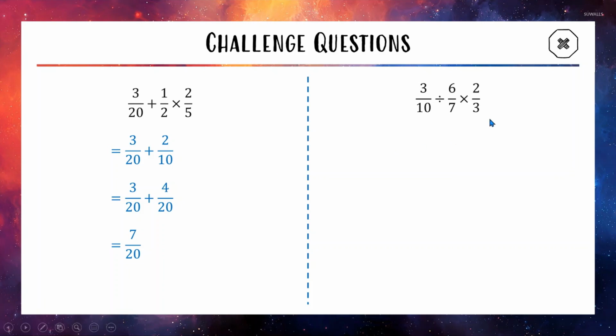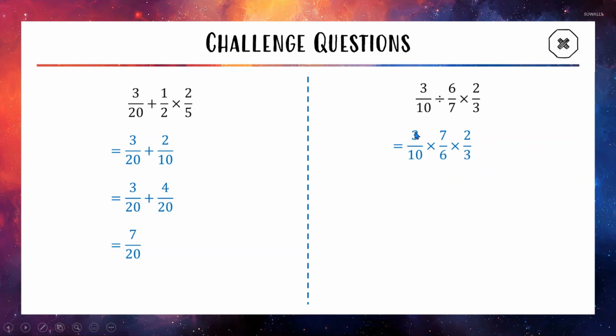And over on the right, we've got a fraction divided by a fraction multiplied by a fraction. All right, so all we've got to do here is keep in mind that when we divide and multiply, because they're at the same level in order of operations, we just go from left to right. So first thing we'll do is divide these two fractions, which means we need to turn this 6/7 upside down and turn it into a multiply. So we get 3/10 multiplied by 7/6 and then times 2/3.